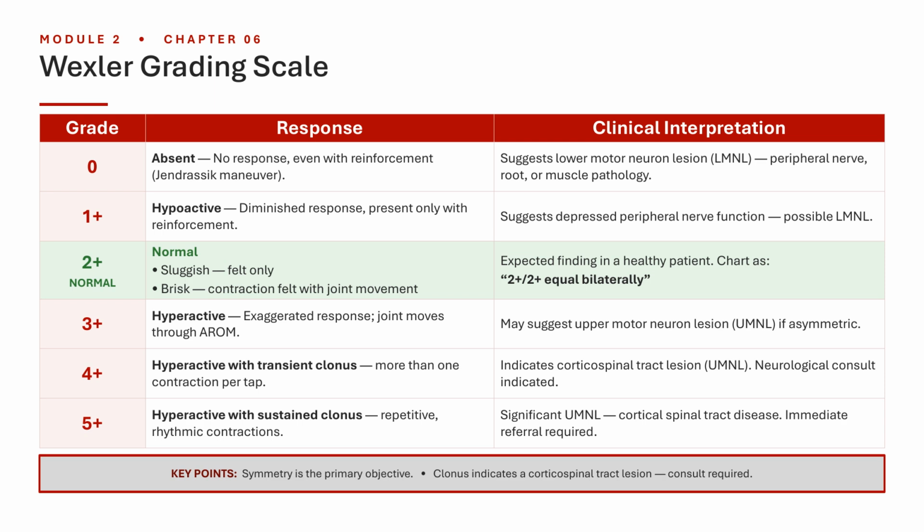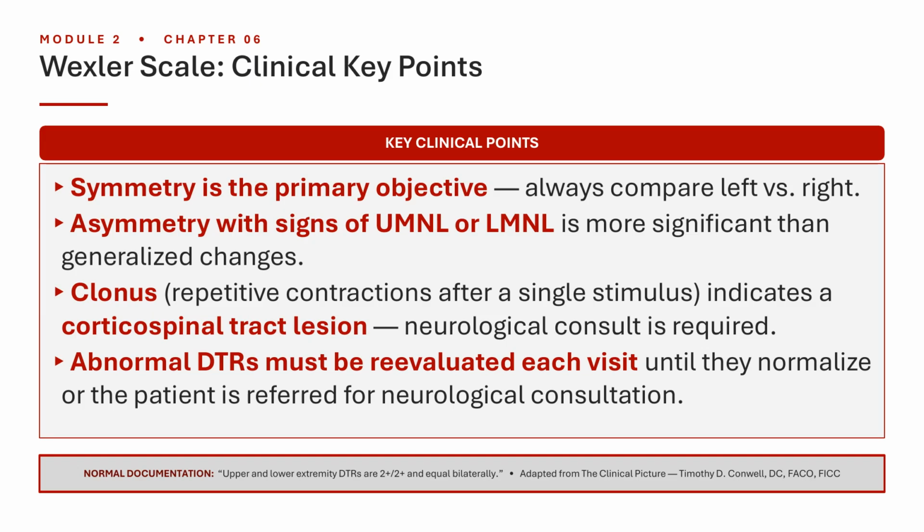This is pathological. 5+, sustained clonus. The rhythmic oscillation continues as long as you maintain pressure on the tendon. This is strongly indicative of an upper motor neuron lesion with loss of descending inhibition. 2+ is normal. Everything below is suppressed. Everything above is released. Now the key clinical points for applying the Wexler scale at the bedside.